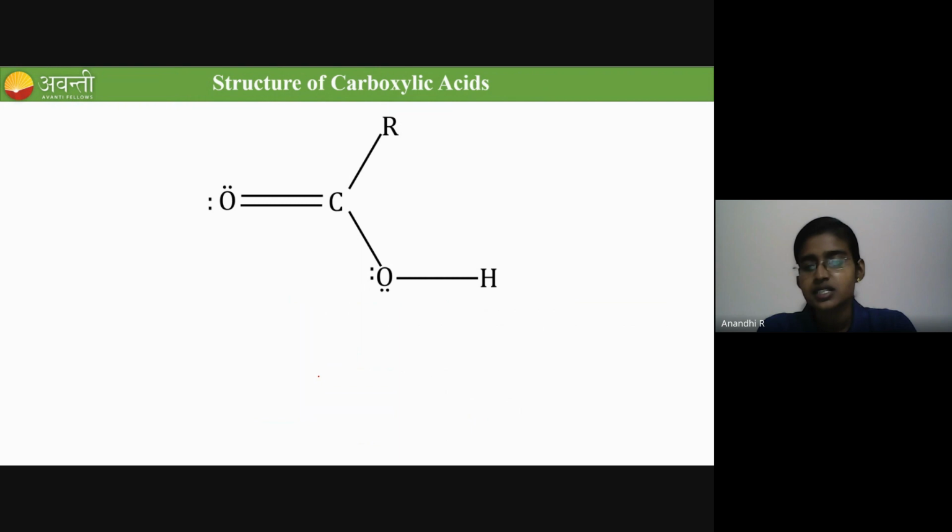So what is the structure? It is RC double bond OOH. This is the structure, and we are going to study some information about the structure. You can see the RCO bond angle is 120 degrees. Why is it 120 degrees? The hybridization of this carbon is sp2. Why sp2? Because the carbon is a double bonded carbon.